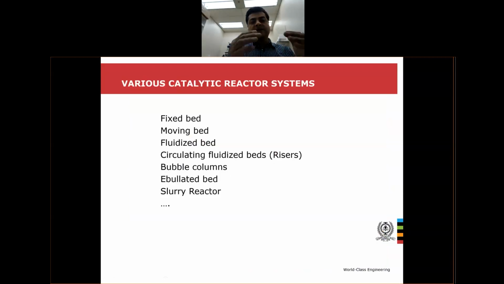So, in general, most of the multi-phase, especially catalytic reactors, are in the form of fixed bed, moving bed, fluidized bed, circulating fluidized bed, bubble columns, emulsion bed, and stirred reactors. If you want to learn more about them, you have to go to course notes and course books. There are a huge number of publications about them.